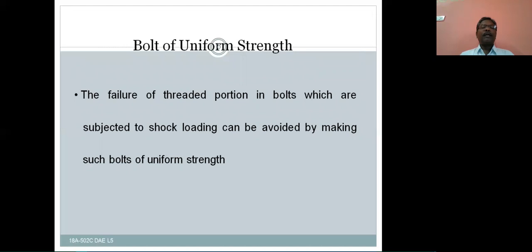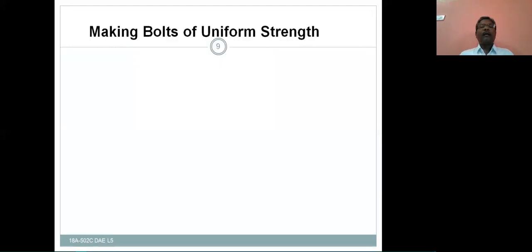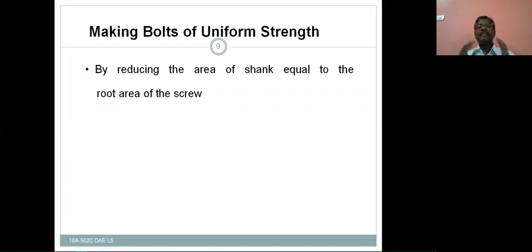So let us see, the failure of the threaded portion in bolts which are subjected to shock loading can be avoided by making bolts of uniform strength. That means the bolt should be made of uniform strength throughout its length, that means at the threaded portion as well as the shank parts. So friends, you see how to make the bolts of uniform strength. Let us see how this can be achieved.